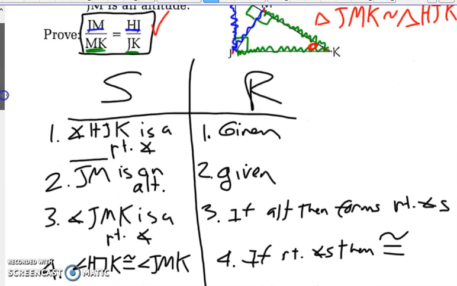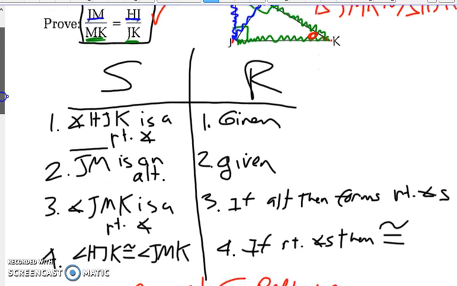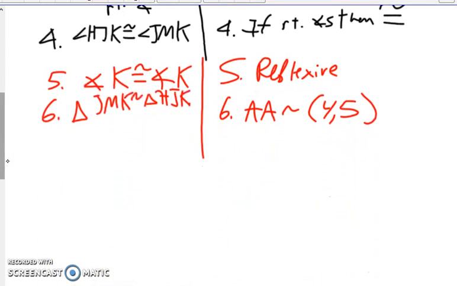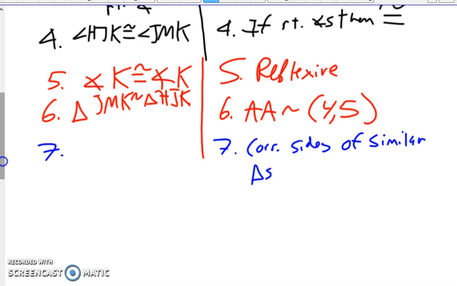And then once we get those triangles similar, the reason we can set up that proportion is our new idea, which is, oops, should be a 7 there, which is corresponding sides of similar triangles are proportional. And that's that proportion we can prove there.